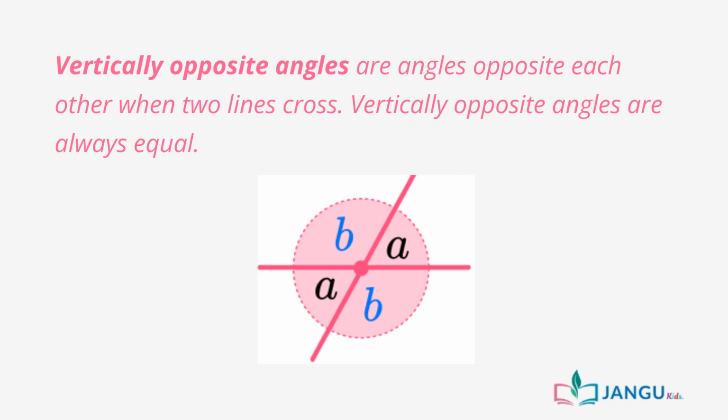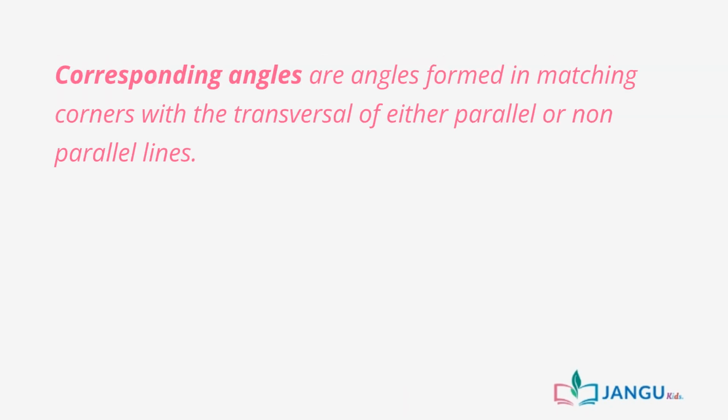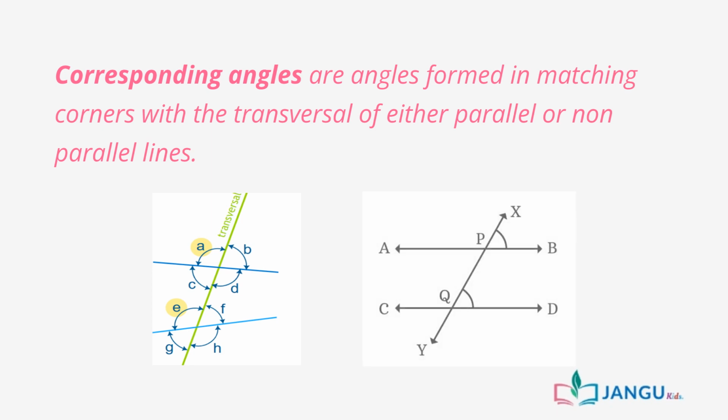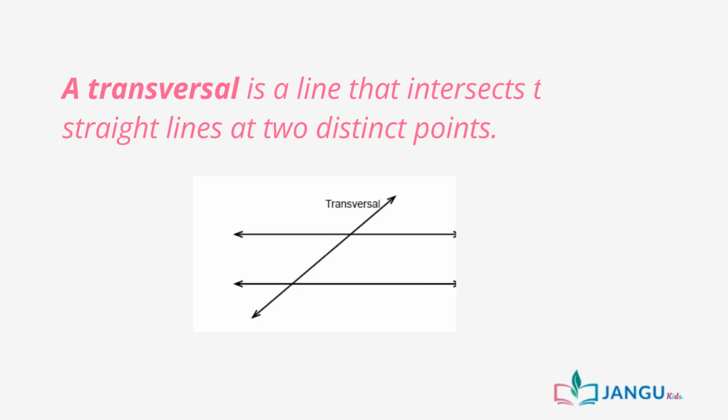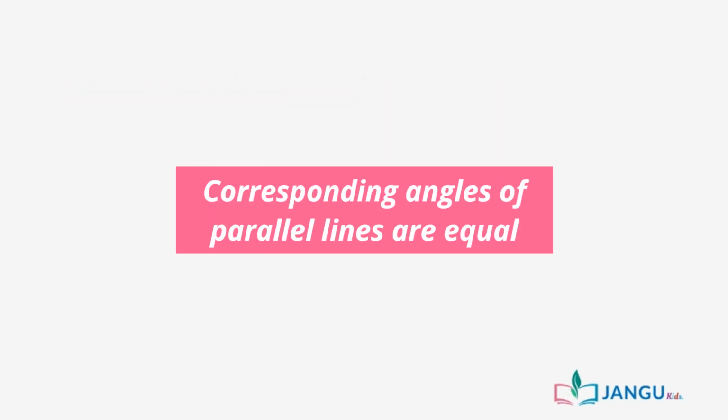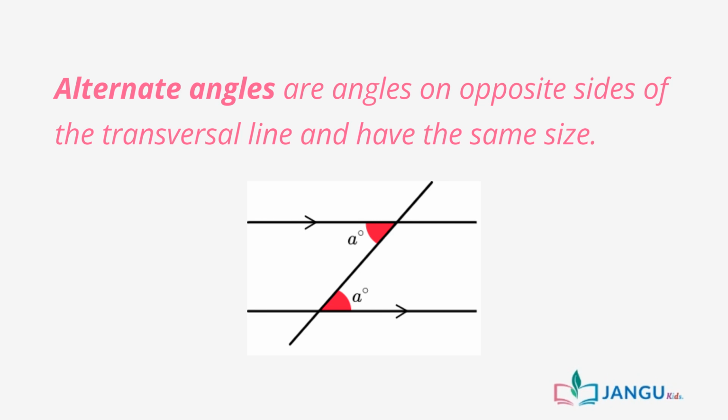Vertically opposite angles are angles opposite each other when two lines cross. Vertically opposite angles are always equal. Corresponding angles are angles formed in matching corners with a transversal of either parallel or non-parallel lines. Do you know what a transversal is? A transversal is a line that intersects two straight lines at two distinct points. Do you also know that corresponding angles of parallel lines are equal? Finally, alternate angles are angles on opposite sides of the transversal line and have the same size.